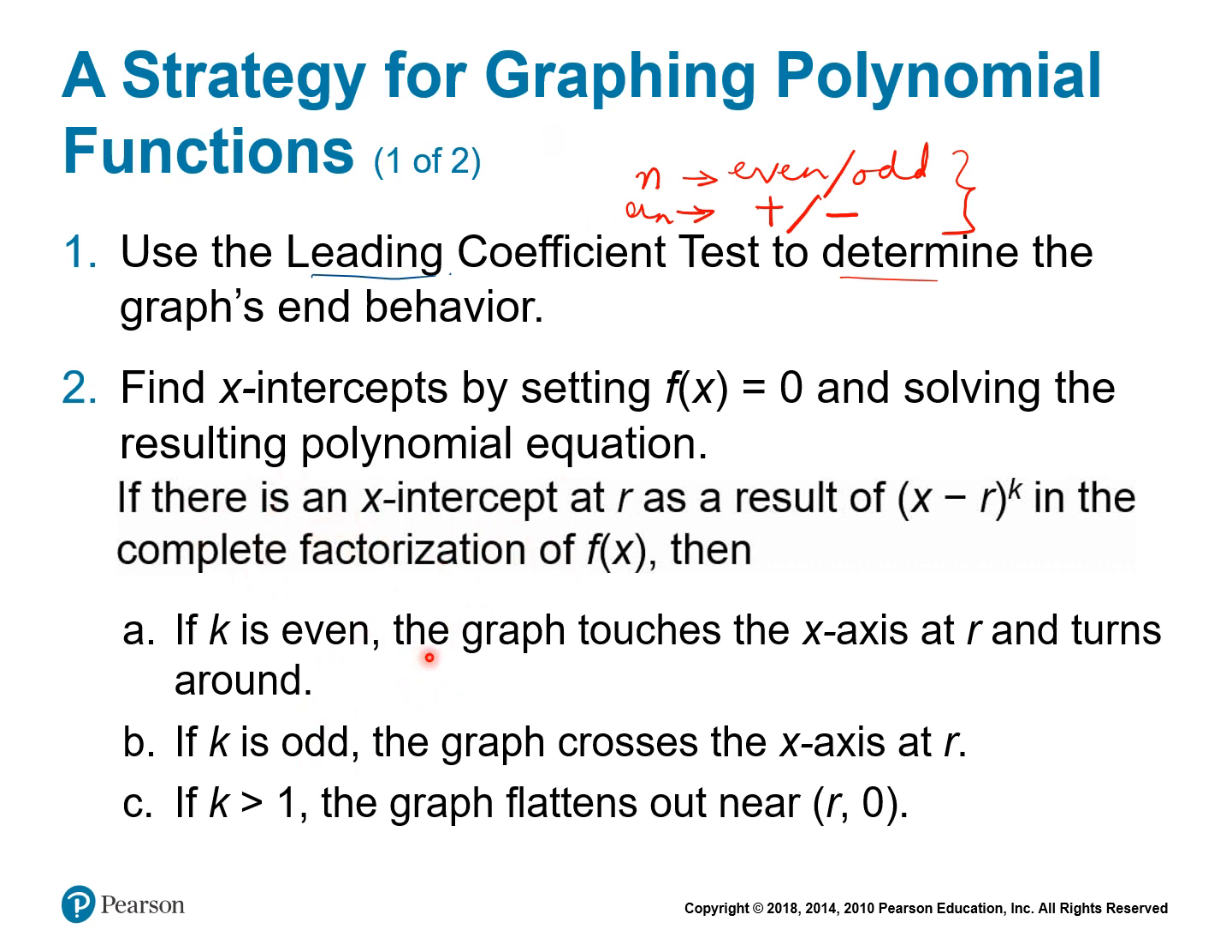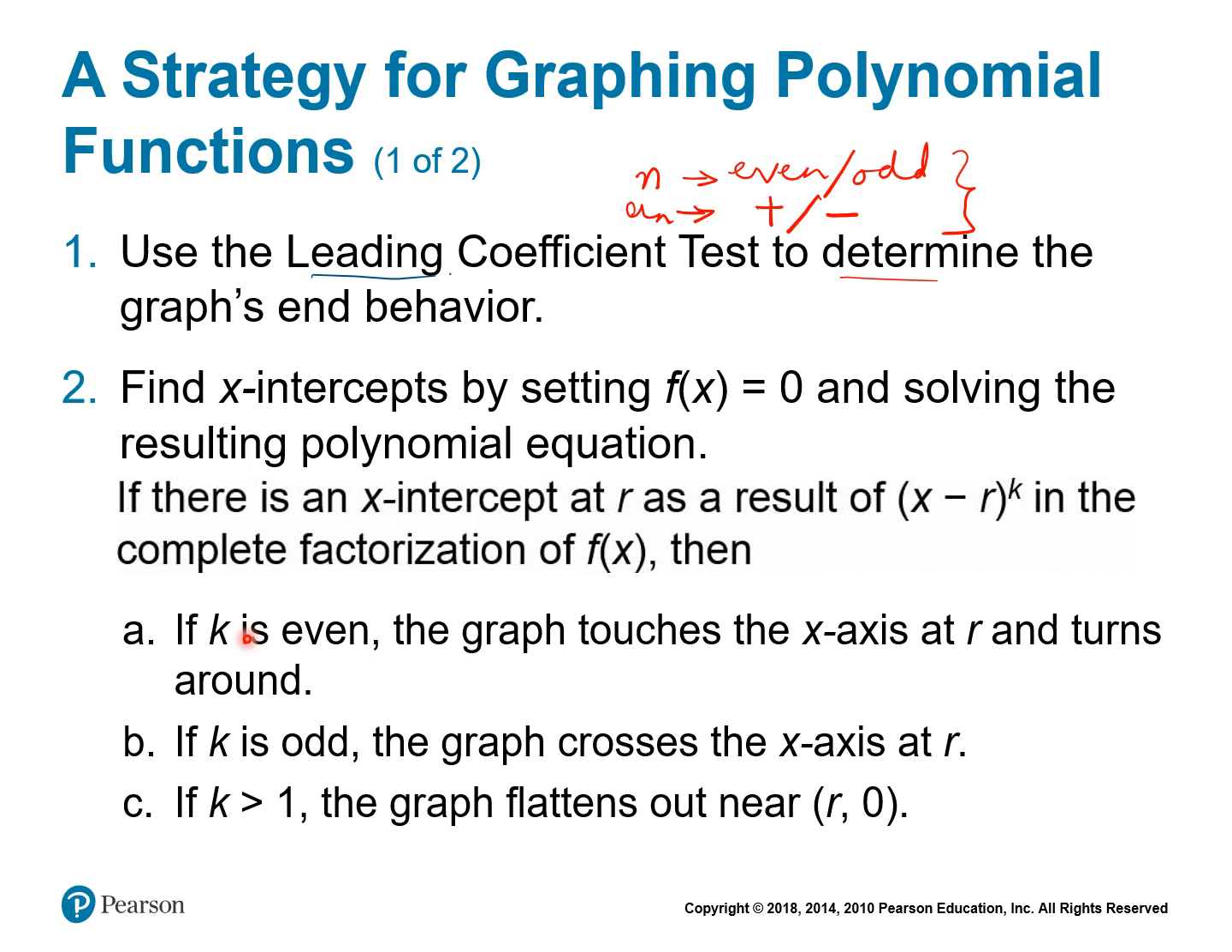Here they are talking about the multiplicity. We first find the x-intercepts, and then we see how many values we got which are identical, and we call that multiplicity, correct? If a solution of x occurs more than once, we refer to it as multiplicity.